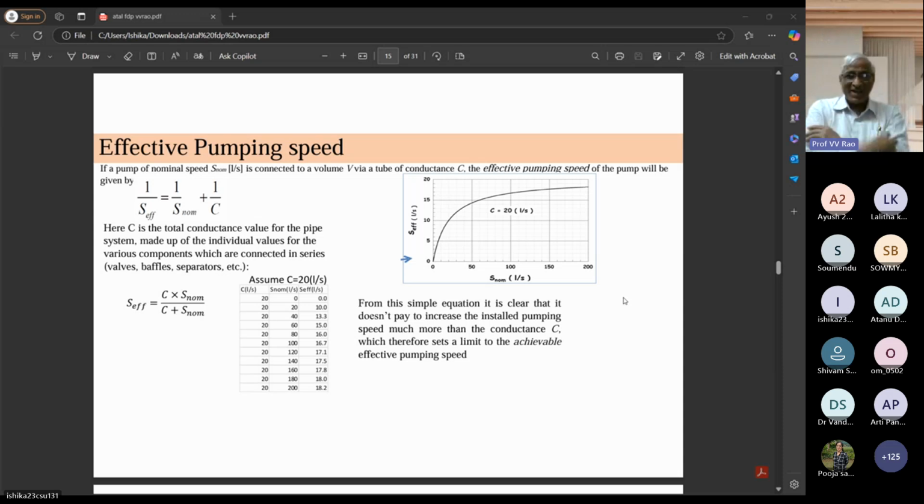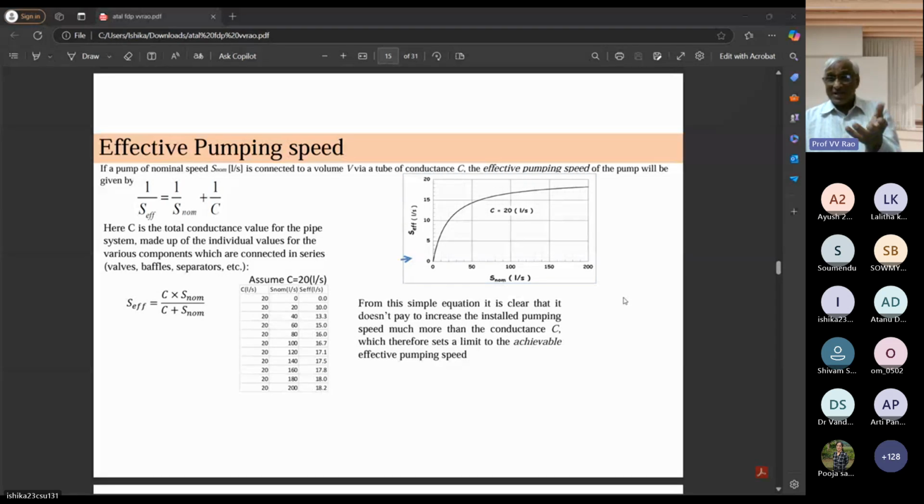Now coming back to this slide, I have explained 1 by S effective equals 1 by S maximum plus 1 by C. So if the manufacturer gives, for example, a rotary pump connected to a chamber, the rotary pump manufacturer Hindhevac will tell, sir, my pumping speed is 300 liters per minute. That itself is a function of pressure again. Now I have connected it with a 1 inch, 1 meter pipe below for flexibility. So it has got conductance. Assume a conductance of 20 liters per second.